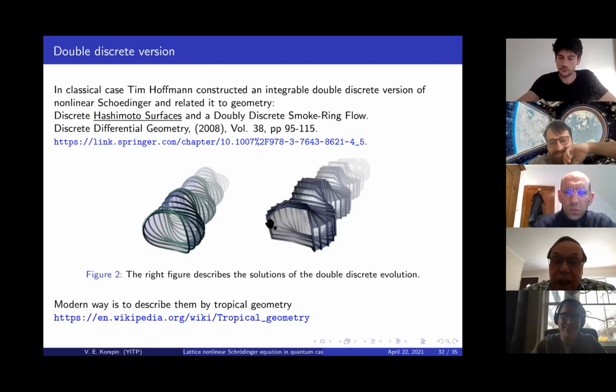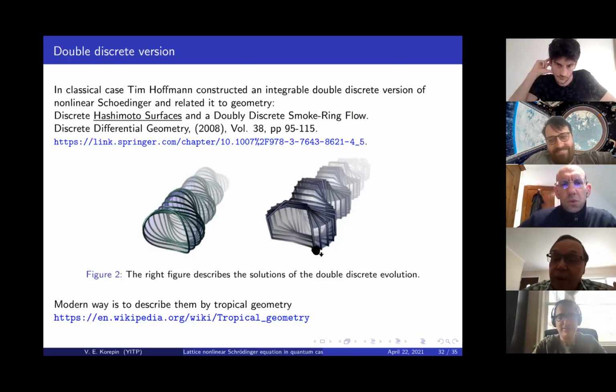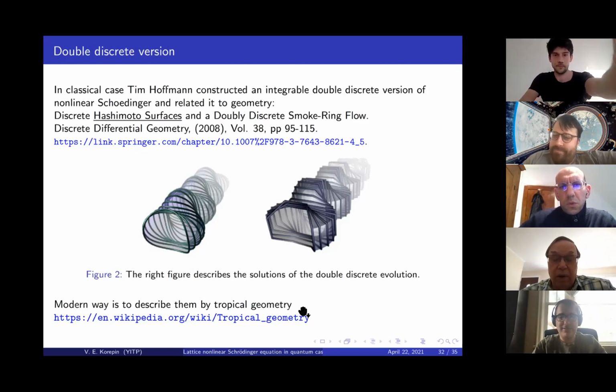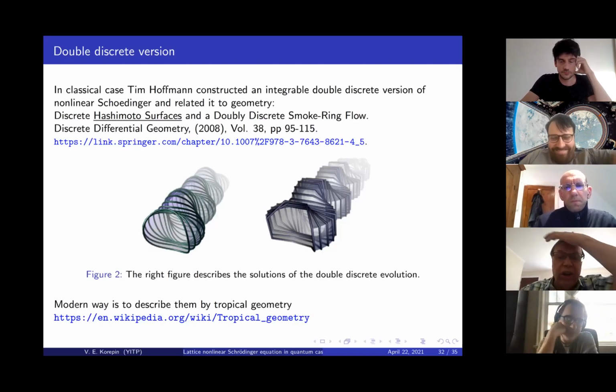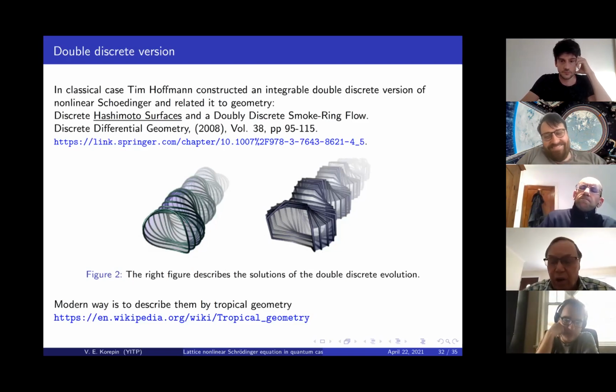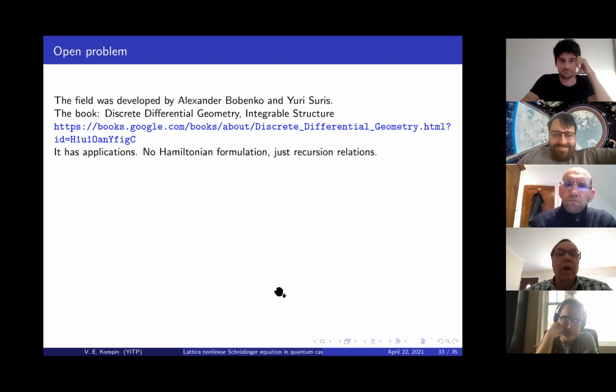So this is a straight line and an angle. Hashimoto surface is completely integrable geometry. So the modern way to describe this is tropical geometry. Volkov worked on this, Sasha Volkov. And then they have application. Actually, it has application to architecture. Architects build buildings out of this.